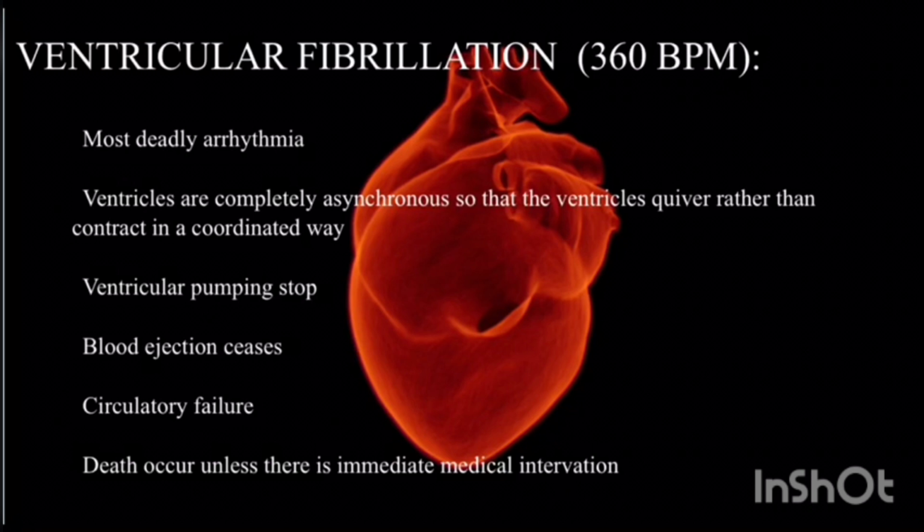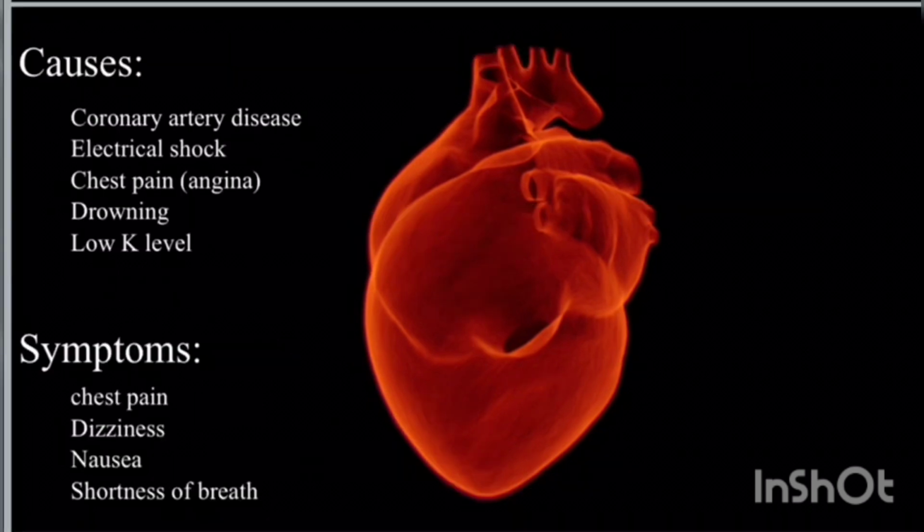Ventricular fibrillation, the most deadly arrhythmia. The ventricles are completely asynchronous so that the ventricles quiver rather than contract in a coordinated way. Ventricular pumping stops, blood ejection ceases, circulatory failure, death occurs unless there is immediate medical intervention. Causes: coronary artery disease, electrical shock, chest pain, drowning, low potassium level.